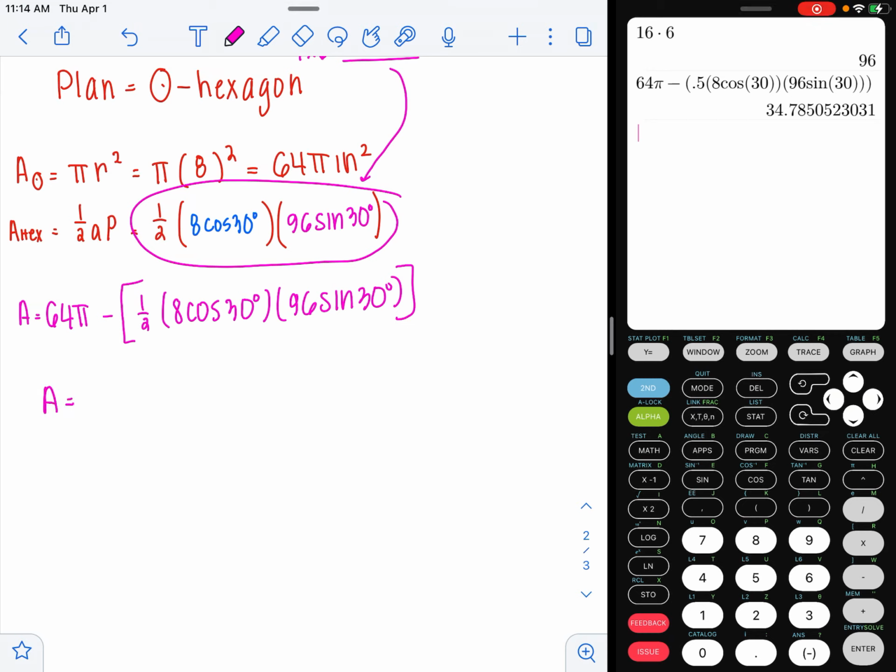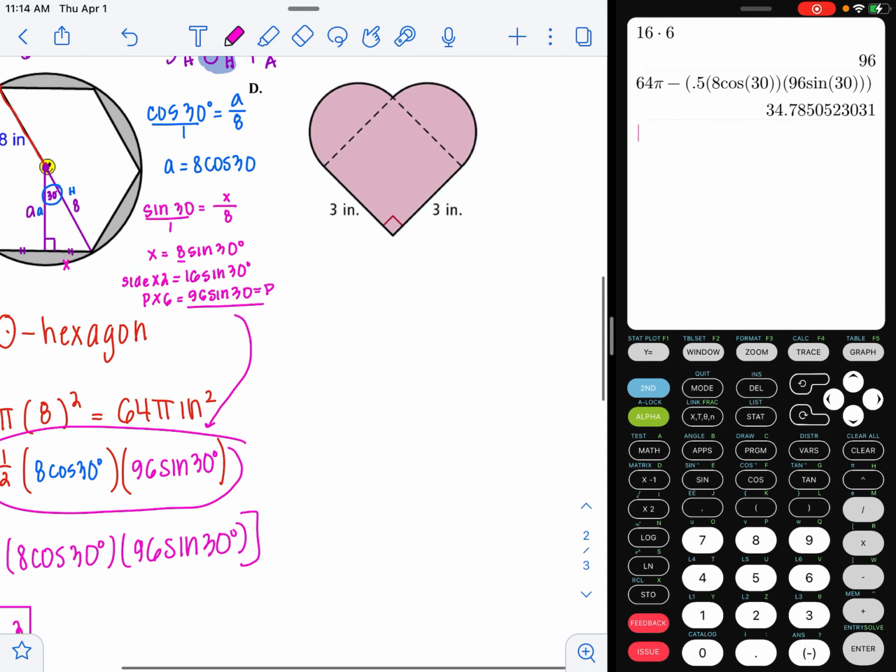I'm going to round to the nearest tenth. So I have 34.8. And then my unit is inches, so inches squared. Is it a lot for one problem? Yes. But if you go slow through it, it's not too crazy.